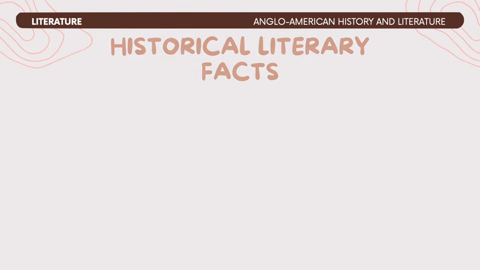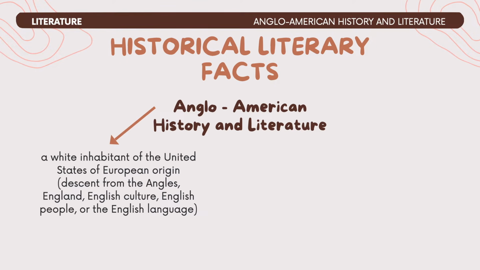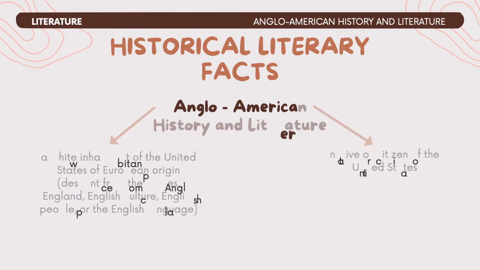To root back to history and literature of these two countries, let's first discuss Anglo-American history and literature. But who are Anglo-Americans? Anglo is a white inhabitant of the United States of European origin. They are descended from the Angles, England, English culture, English people, or the English language. On the other hand, an American is a native or citizen of the United States.